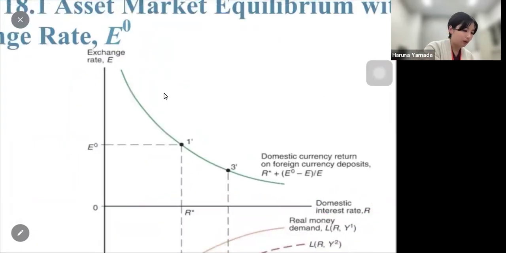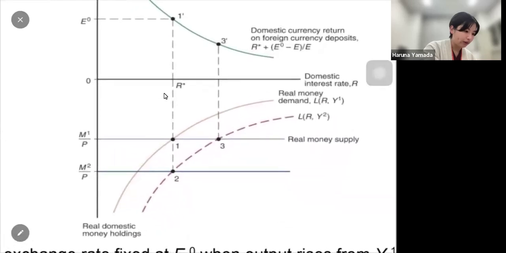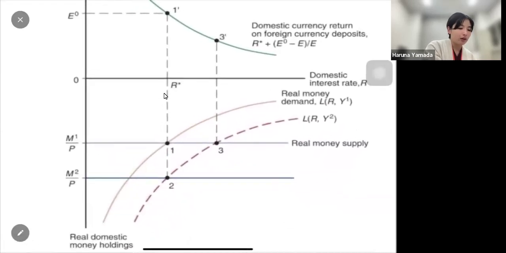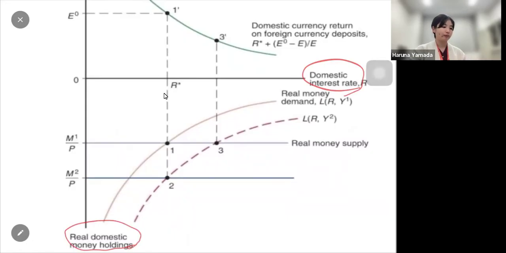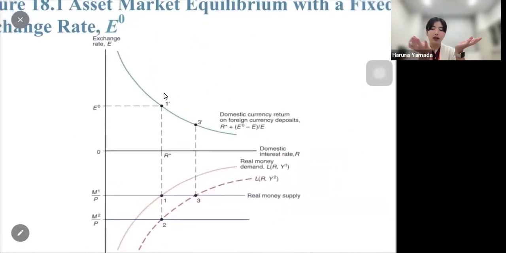In the bottom graph, the horizontal line is also domestic interest rate, and the vertical line is now real domestic money holdings. So the bottom graph shows the money market equilibrium, and the upper graph shows the exchange market equilibrium, sorry.